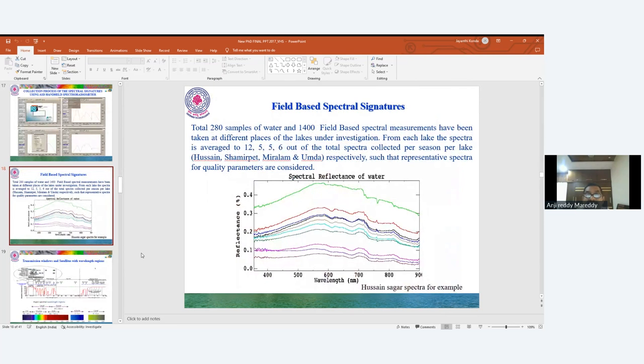And again, you see these curves: a total of 280 samples of water and 1400 field-based spectral measurements have been taken at different places of the lakes under investigation. From each lake, the spectra is averaged out of the total spectra collected per season per lake, such that the representative spectra for water quality parameters are considered. That is the crux of this spectral signature: how the reflectance varies at different wavelengths. This is basically from the spectral radiometer.